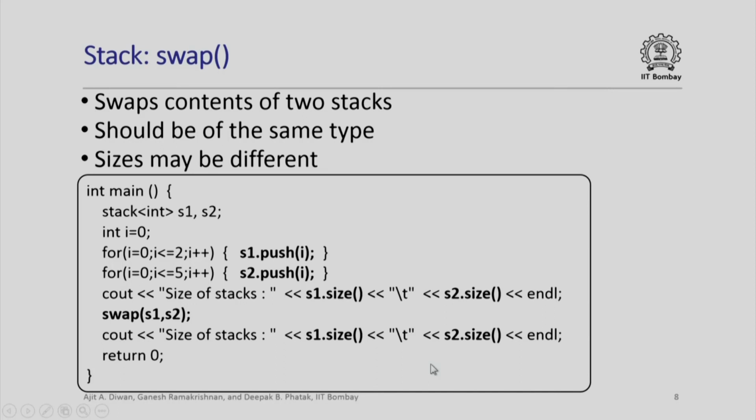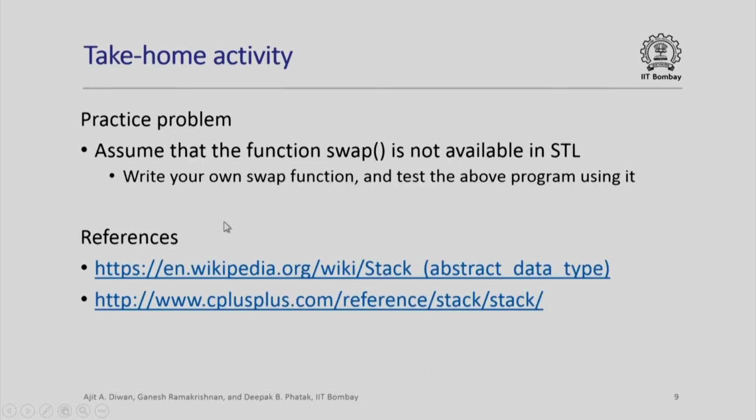We shall have some exercises later to demonstrate how we can use this. For the time being, we note that if the function swap is not available in STL, we would end up writing a whole large program to achieve this swap. So, as a practice problem, I suggest that you try to write your own swap function, assume that it is not available in STL and test the above program using that swap function. So, this is an exercise which I request you to try out.